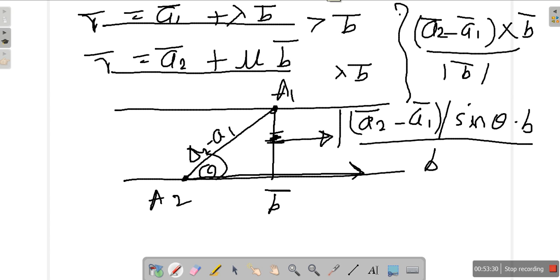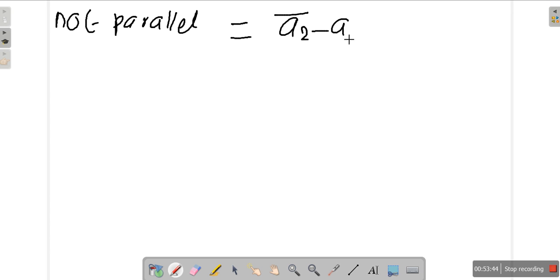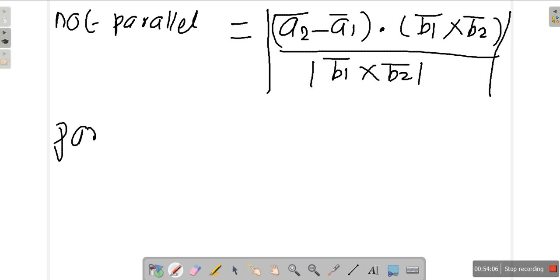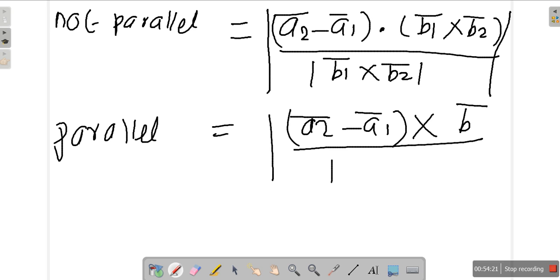I am going to again rewrite both the formulas. Case 1, if the lines are not parallel, then the shortest distance formula becomes a2 bar minus a1 bar dot product b1 cross b2 upon mod of b1 cross b2. And if the lines are parallel, then the same formula becomes a2 bar minus a1 bar cross b bar upon mod b, because b bar will be same if the lines are parallel. You can use any of the two b bars because they will be proportional.